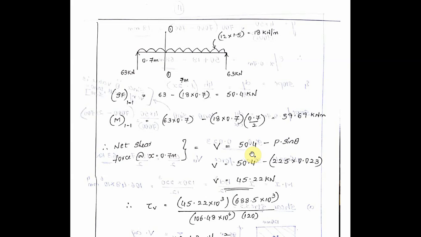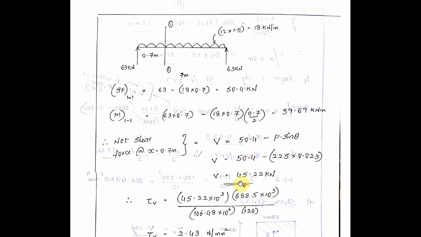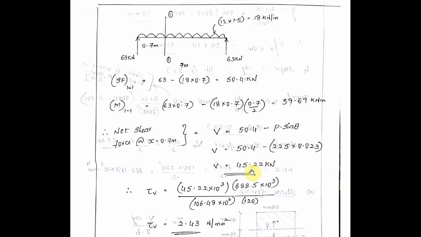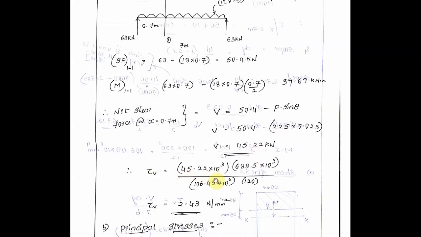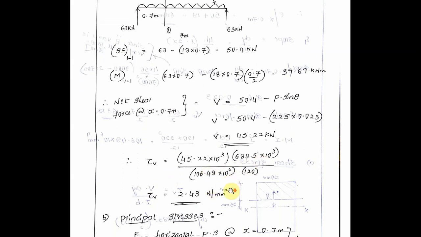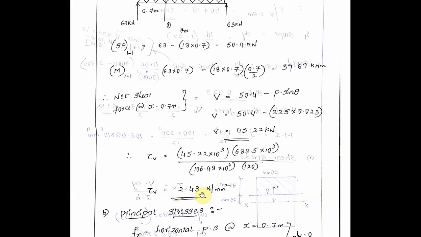Therefore, net shear force at x equal to 0.7: V equal to 50.4 minus P sin theta. V equal to 50.4 minus 225 into 0.023. Therefore, V equal to 45.22 kilonewton. And tau is equal to 45.22 into 10 raised to 3 into 688.5 into 10 raised to 3 divided by 106.48 into 10 raised to 6 into 120. Therefore, tau is equal to 43 Newton per mm square.